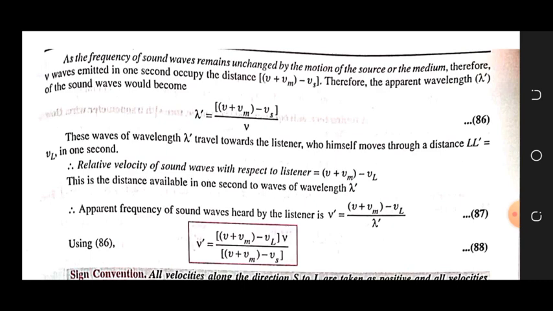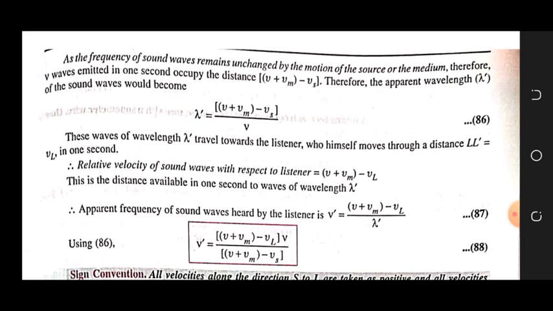So therefore the apparent wavelength of the sound wave in this condition will now become lambda dash is equal to v by nu, we know. So v here is v plus vm minus vs upon nu. So this wavelength lambda dash travels, and the listener who himself moves covers the distance vL in 1 second. It means he is listening to this wavelength, but he is also moving. So the whole of the wavelength listened to by him will now change.